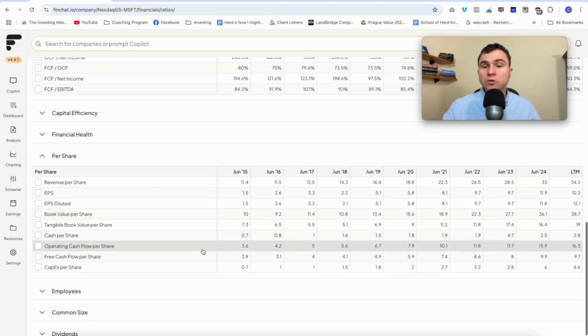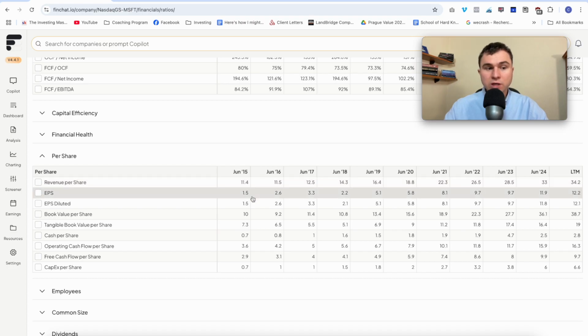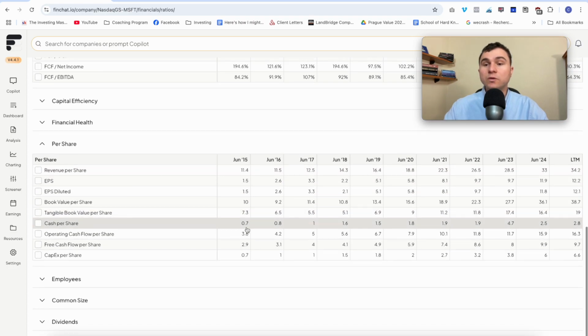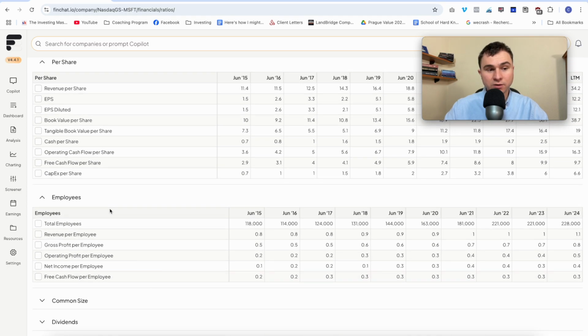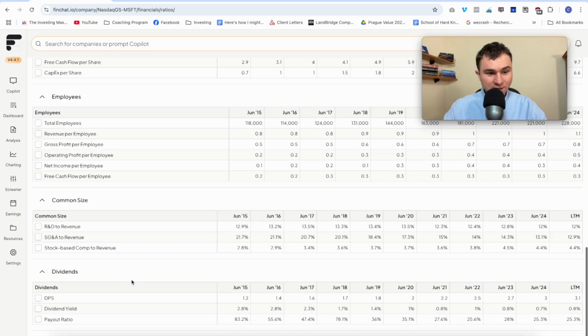And if you want to check on the per share metrics, that's the revenue per share, EPS, tangible book value per share, cash per share. This is just wonderful. You have all the information here. For employees, you have the total number of employees, common size. What can I check here?